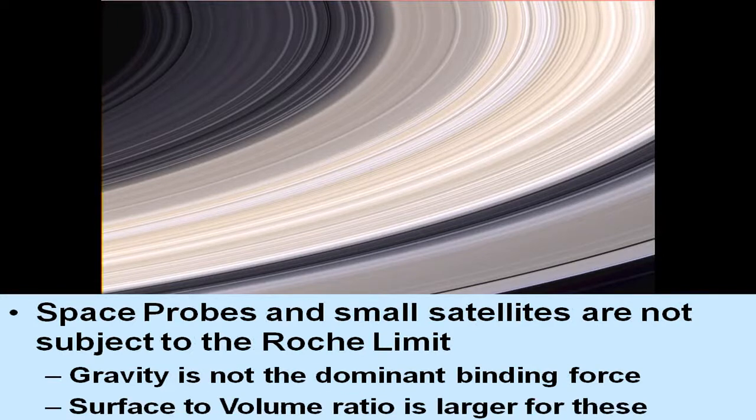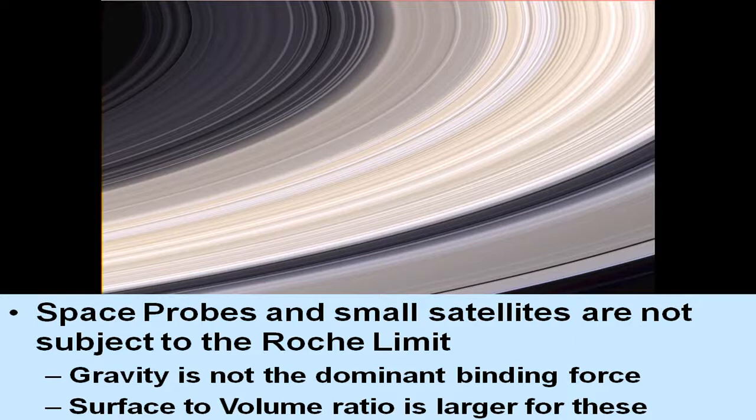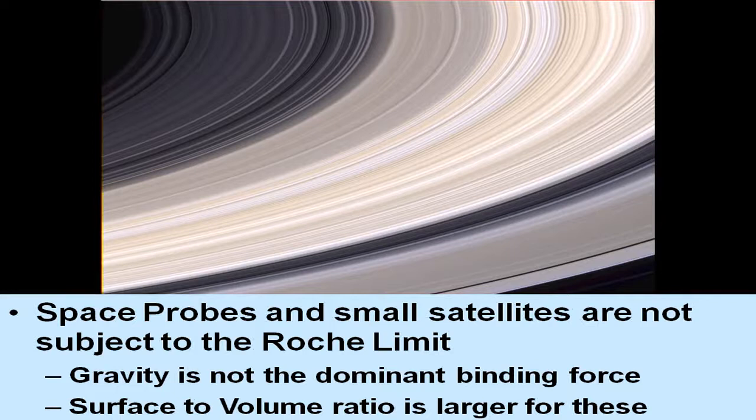And also, the smaller you get, the surface to volume ratio gets larger. Hence, the Roche limit is less effective on the smaller particles. Hence, we saw that these smaller moons exist within the ring system, and they're not being disintegrated because they have a greater surface to volume ratio. And it's only the large objects that get to be disintegrated in that way.